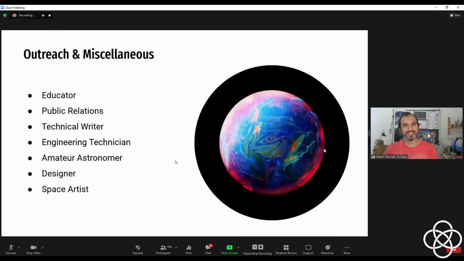Of course, other than these, also something close to my heart, you could do things like outreach. You could be an educator for astronomy. You could be in public relations. You could be a technical writer. You could be a technician, etc. Even aside from all this, you could keep being an amateur astronomer and do some other job. Or you could take up designing or become an artist who does really great work with actual data or actual facts in relation to astronomy. These are, of course, just sidelines that I also like to do.